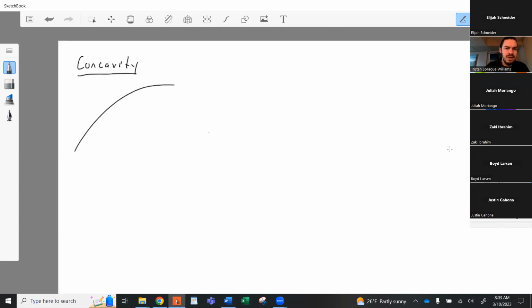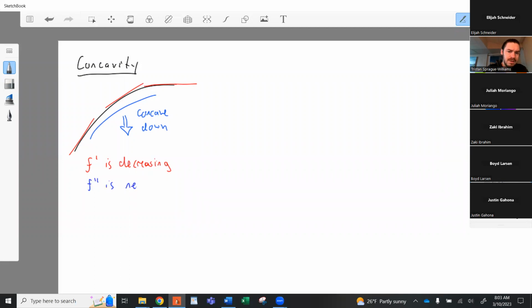If you have a function that goes like this, then the concavity points down. This is called concave down. What I discussed yesterday is how in this sort of scenario, the derivative is decreasing. You see the slopes of tangent lines are decreasing in this image. And so the second derivative is negative.